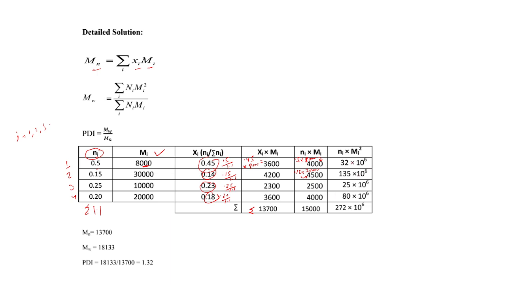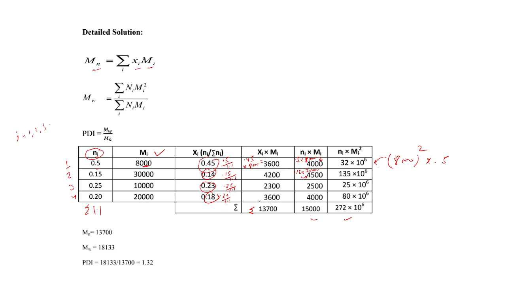Finally, you need to multiply ni into mi square. So first of all, you need to find mi square. How will you find this value? 8,000, you just take the square of this, then multiply by 0.05. So 8,000 into 8,000 into 0.05, and you will get this value. Similarly, you can find the others, and then you will find the sigma value of all of this.